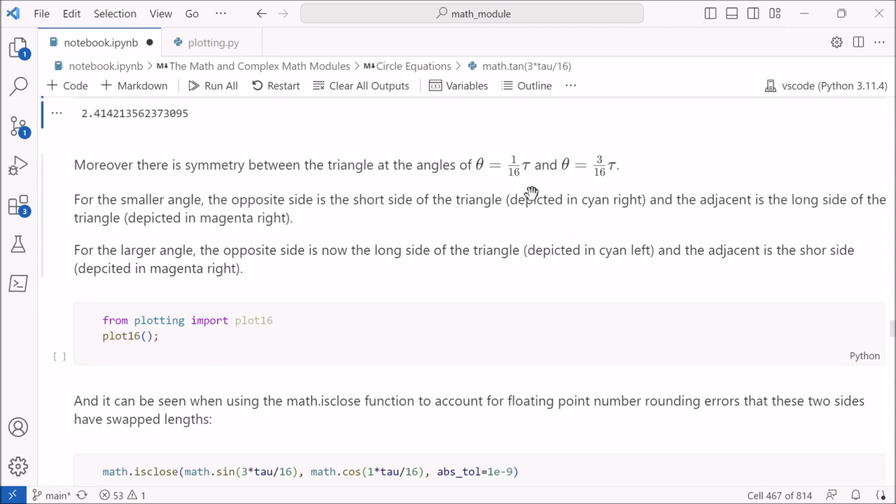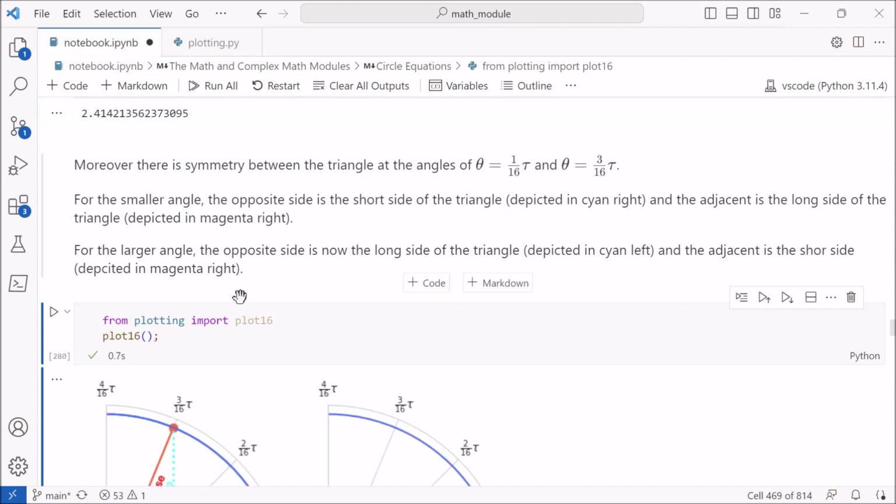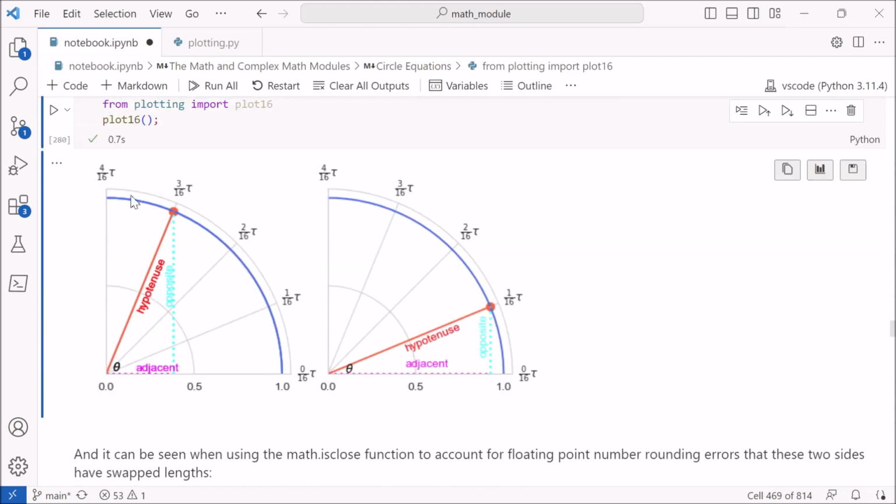So if we compare the angles at theta equals 1/16 tau and theta equals 3/16 tau. So here's the 3/16 tau that we've just looked at, and here's the 1/16 tau that we previously looked at. So basically notice that this angle is this angle here, and this length is this length, and this length is this length. So these are actually the same triangle, it's just in a different orientation.